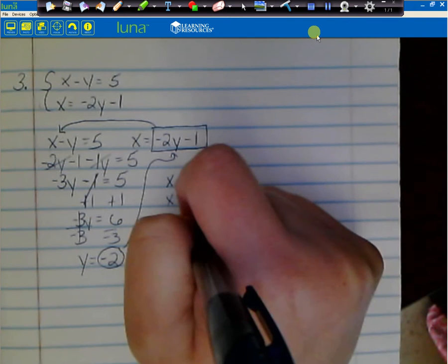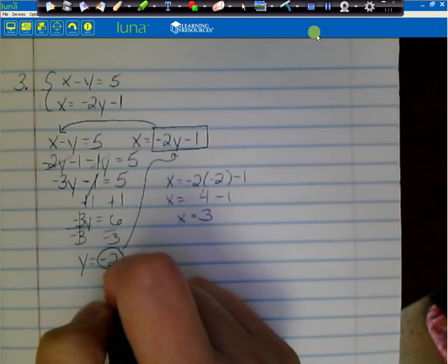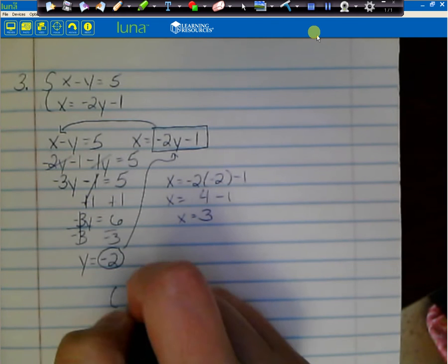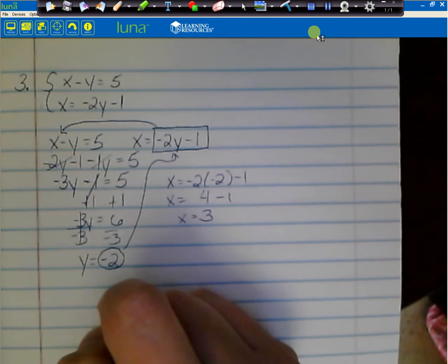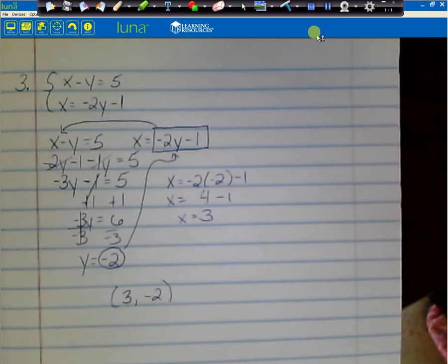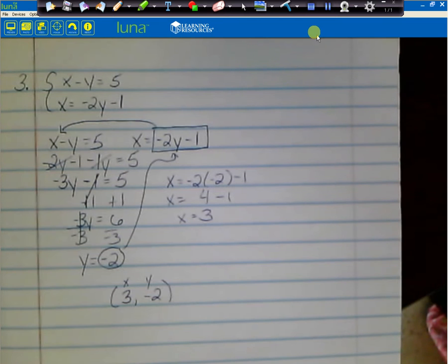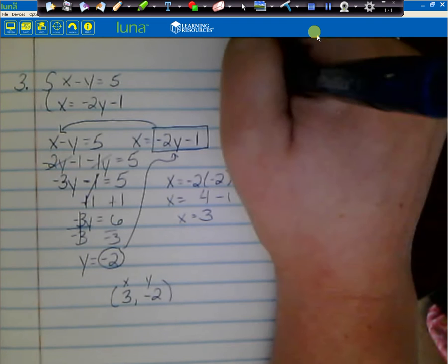So x is 3 and y is negative 2. So again, we're going to write that in our parentheses, and we're going to say that that's 3, negative 2. Again, x comes first, then the y, because it's my xy ordered pair. Showing that if I were to graph these, that they're going to meet or cross at the point 3, negative 2. All right, now I think that's my answer. I need to make sure I didn't make any mistakes, so we're going to go up here and check.